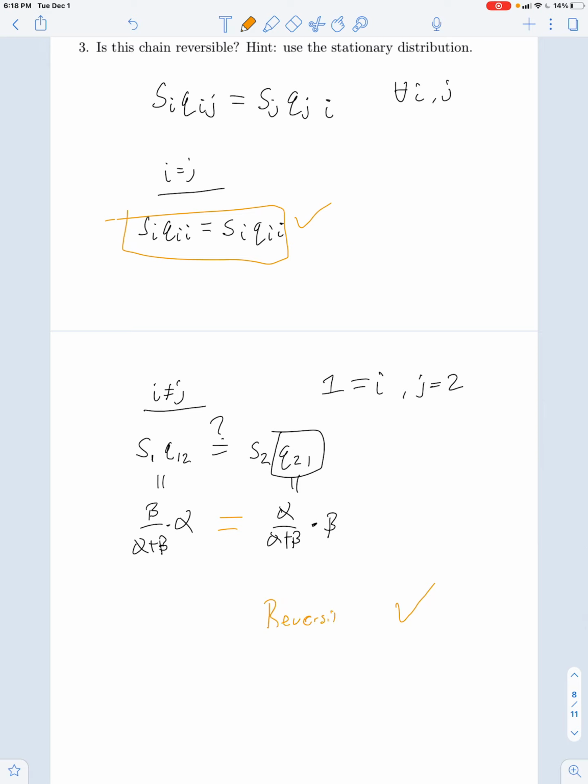So reversible is a check. Great. So yeah, I hope that was helpful, and happy studying.